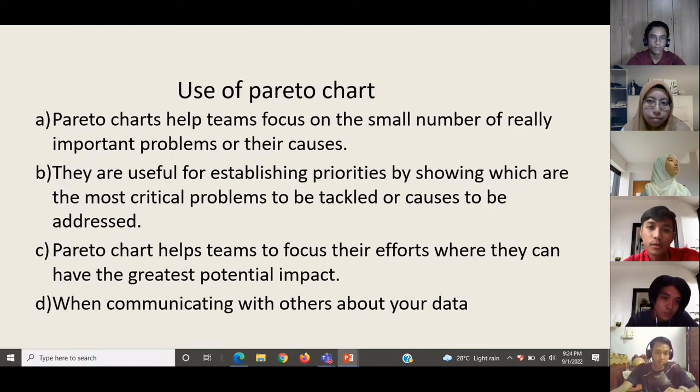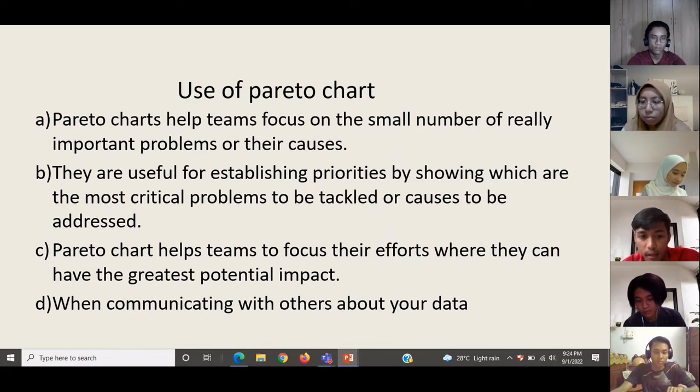The uses of a Pareto chart are, firstly, Pareto charts help teams focus on the small number of really important problems or their causes. Then they are useful for establishing priorities by showing which are the most critical problems to be tackled or causes to be addressed. Next, the Pareto chart helps teams focus their effort where they can have the greatest potential impact. Finally, when communicating with others about your data.